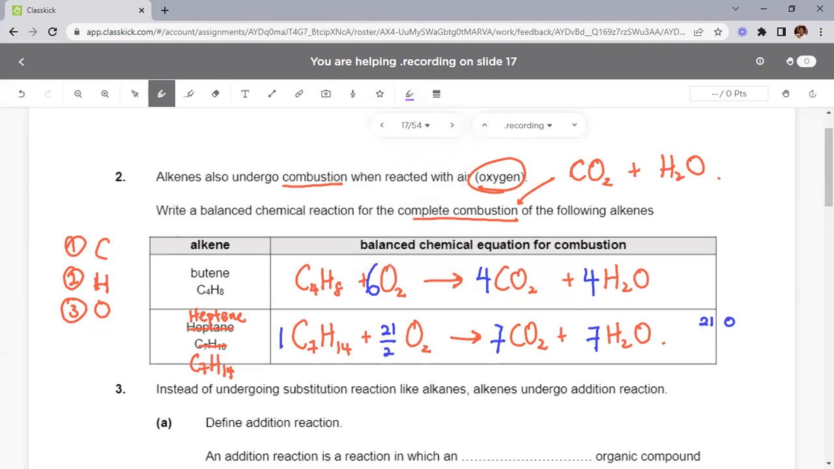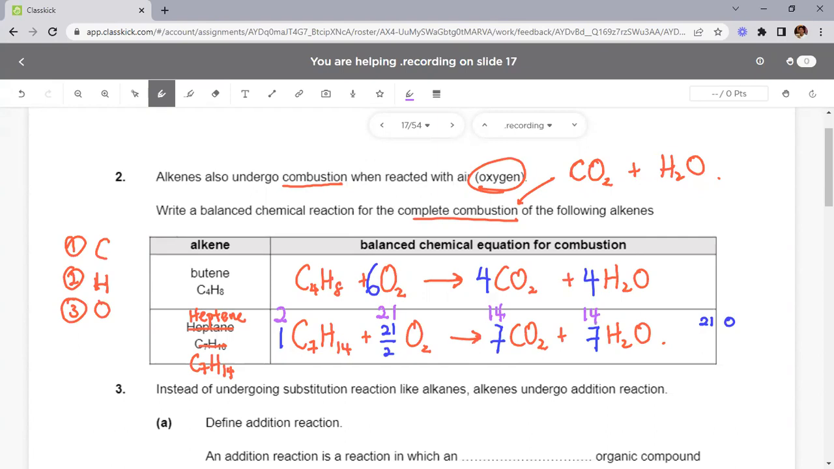Hence, what we're going to do now is we're going to remove the 2 at the bottom. So across the whole thing, we're going to multiply by 2. Hence, what I'm going to write in purple here will be the correct answer. So if I multiply 2 throughout, it will be 2 C7H14, 21 O2, 14 CO2, and 14 H2O. Okay, so the one in purple is the correct balancing numbers. Correct numbers for the balancing of equation.